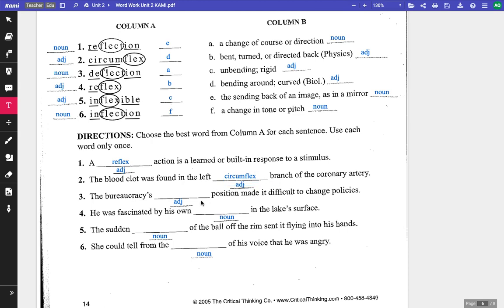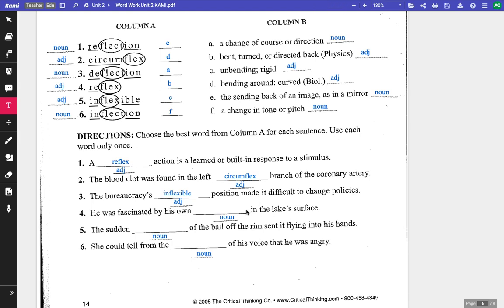The bureaucracy's blank position made it difficult to change policies. Inflexible. Because the bureaucracy, maybe it was an organization or an office, they were being so inflexible, they did not want to change or bend. They made it difficult to change policies or the ways that things were being done.